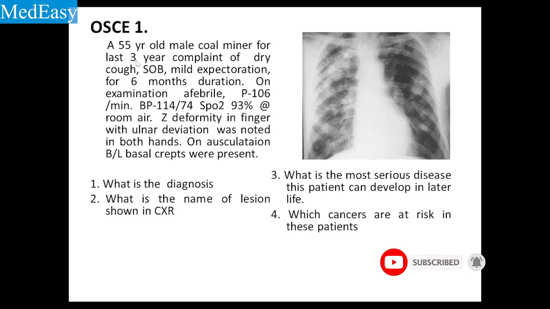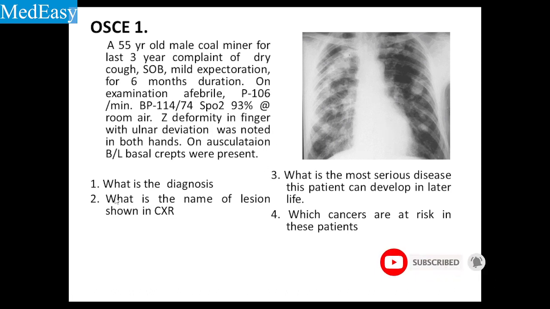Coming to OSCE 1: a 55-year-old male coal miner for the last 3 years complaining of dry cough, shortness of breath, and mild expectoration for 6 months. On examination, he is afebrile, heart rate is 106, blood pressure is 114/74, saturation is 93 on room air, and deformity in the fingers with ulnar deviation was noted in both hands. On auscultation, bilateral basal crepitations are present, and this is the X-ray finding. Here we can see bilateral lung lesions.